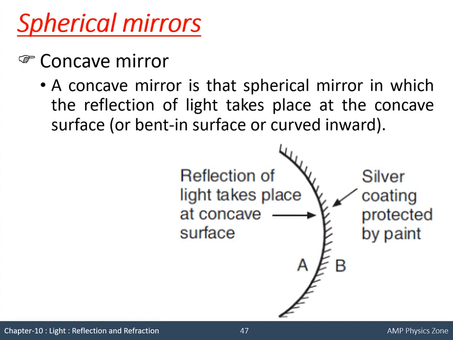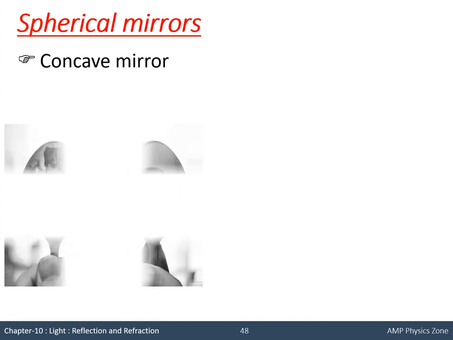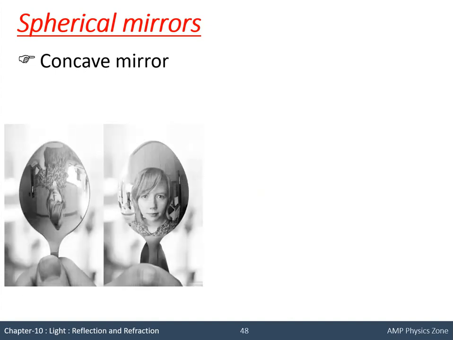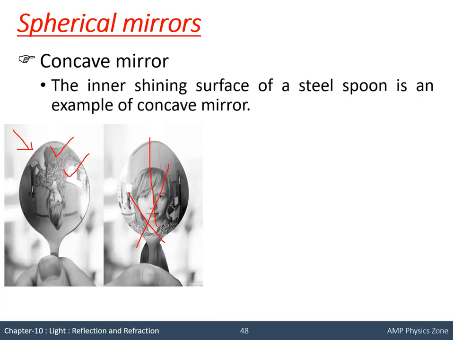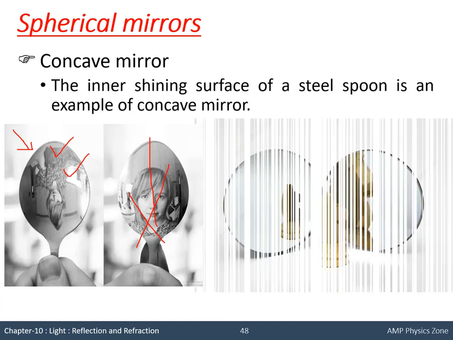An example is a spoon. So this is an example of a concave mirror. This is another example, but we will not talk about this one right now. So the inner shiny surface of a steel spoon is an example of a concave mirror.